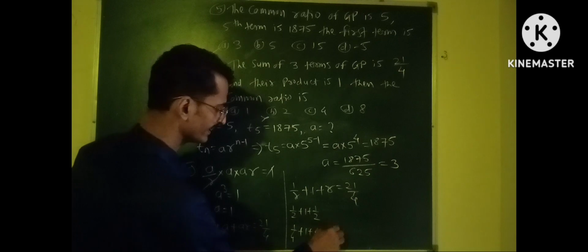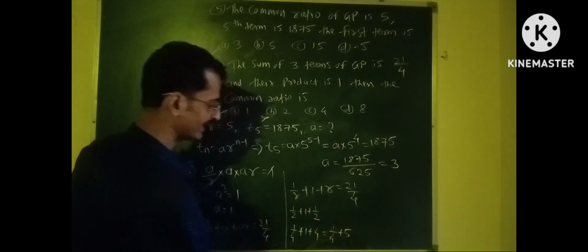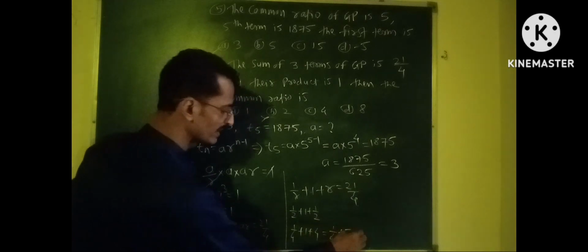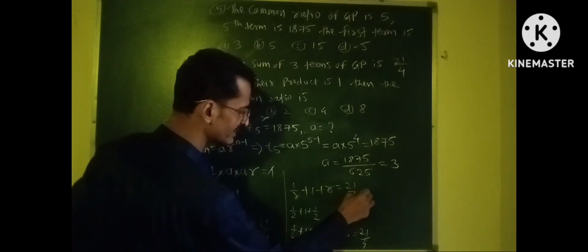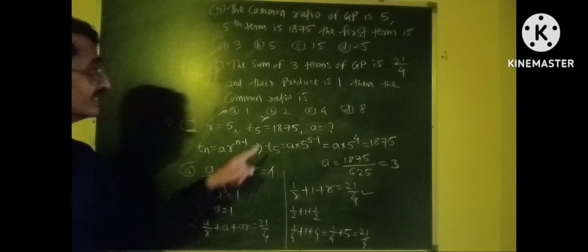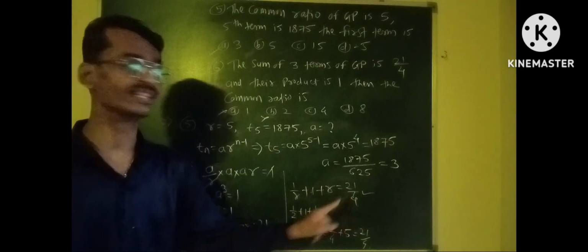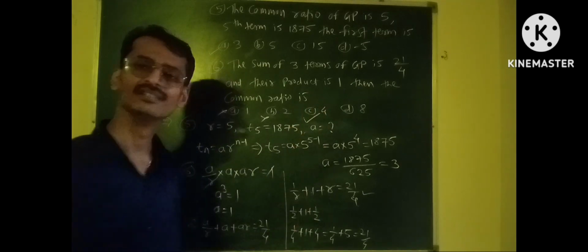4 plus 1 is 5. So 1 by 4 plus 5. Now cross multiplication, 5 4s are 20 plus 1, 21 by 4, that is given here. That means this value of R, that is 4, satisfies this condition, and so this is our answer.